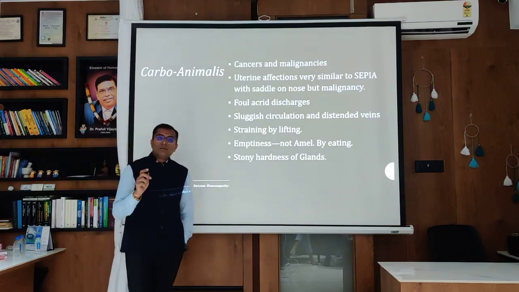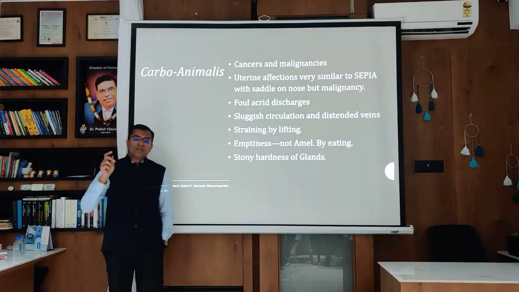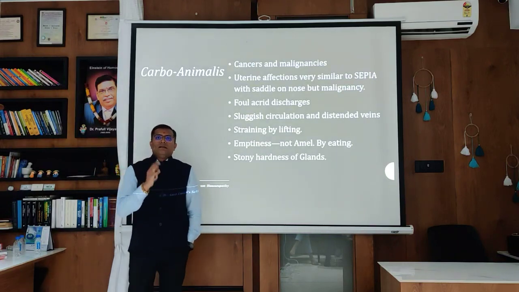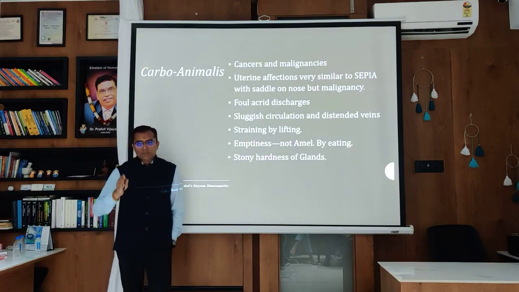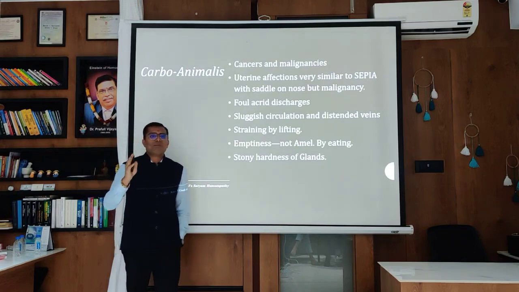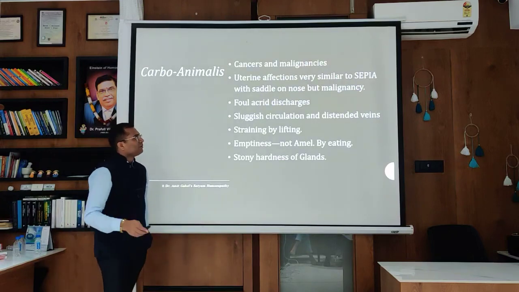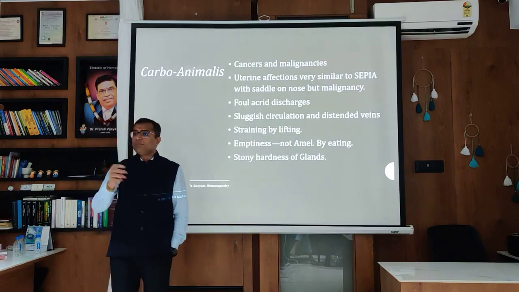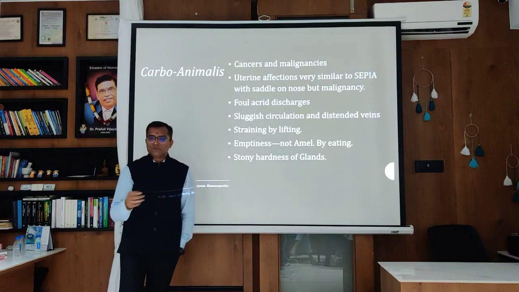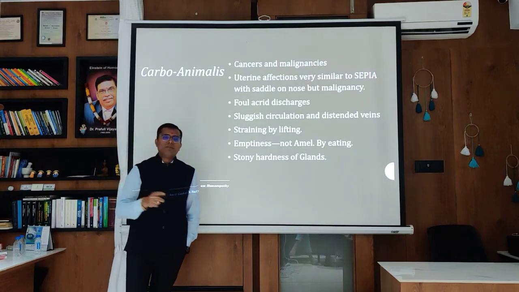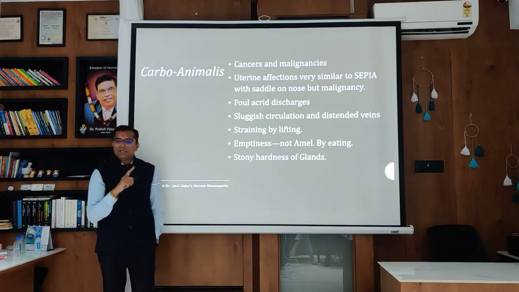Again, a brooder of past things. So what Sarkar sir has mentioned in his book is that when you find cancer plus carbon state plus natrum state, a brooder or homesickness, you can directly think of CARBO ANIMALIS. Uterine affection similar to sepia with a saddle on the nose, but it is a malignancy. So when you think this is sepia, cancer of the uterus, saddle across the nose, everything is like this, and sepia will not work, you can think of CARBO ANIMALIS.